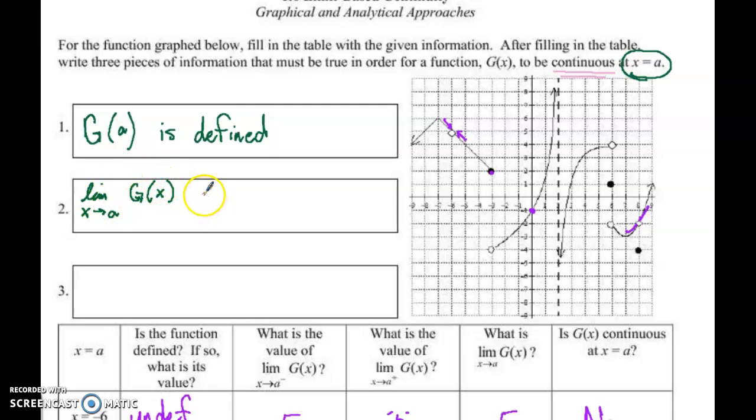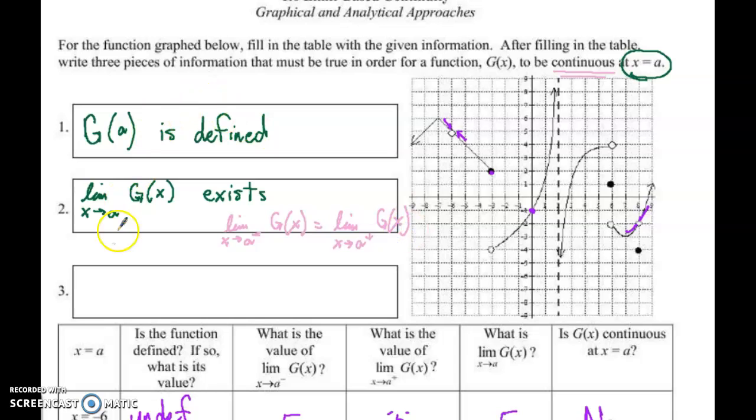So the limit must exist. Now you could expand on this. Maybe I'll expand this with a different color. That's basically saying that the limit from the left side of g of x must equal the limit on the right side of g of x.